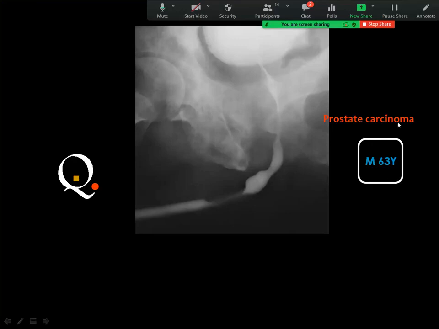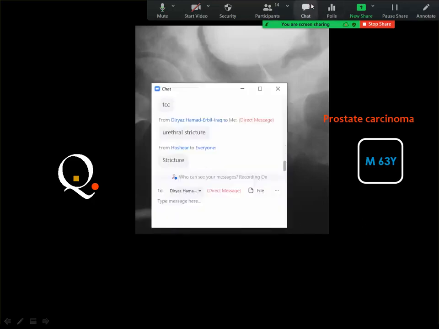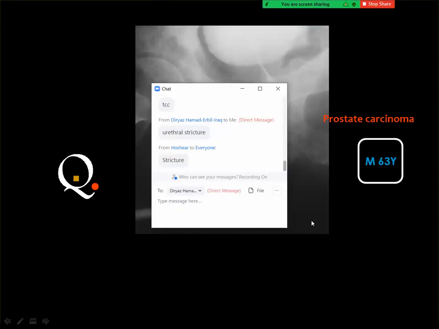This patient with prostatic cancer presented by difficulty in micturition, and the ascending urethrogram showed this area of narrowing. What do you think about? Yes, urethral stricture.